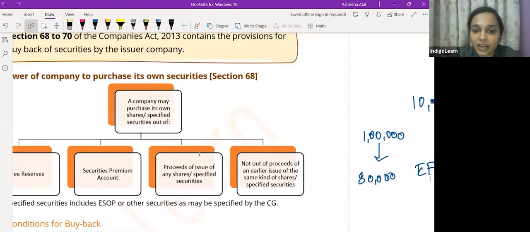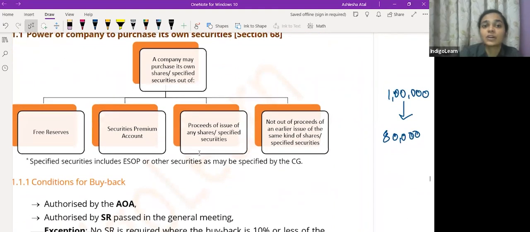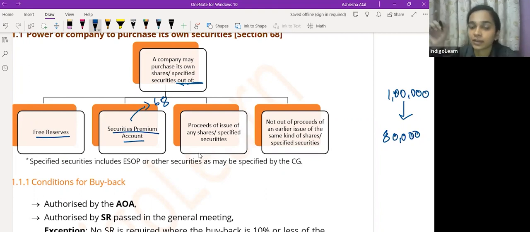Now let's have a look at certain provisions with regard to buyback. A company may purchase its own shares or securities out of free reserves or the securities premium account. If you remember, when we did section 52, we saw that the amount in the securities premium account can be utilized for the purposes of section 68. I had said then that this talks of buyback. So the securities premium account can be utilized for buyback.